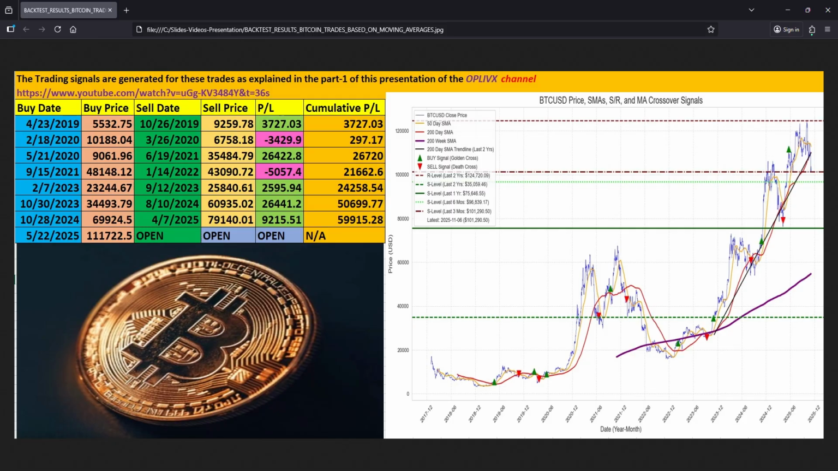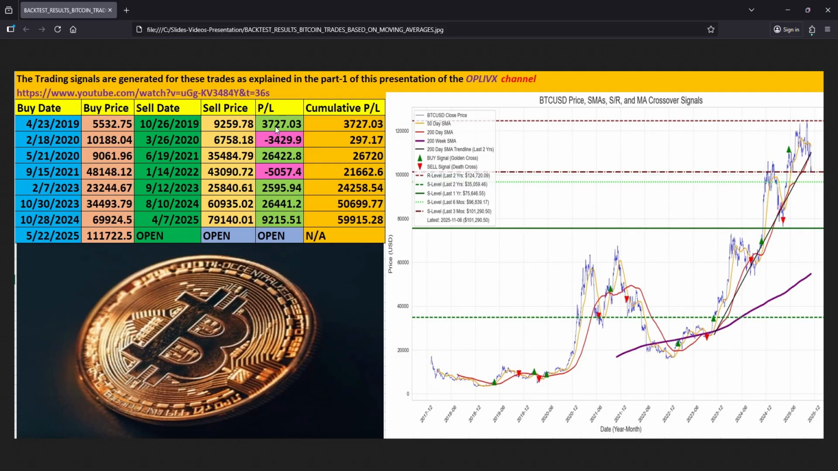The trade results are shown in the table on the top left corner of this video as I showed. And you see the buy and sell dates on which these pivots occurred and the corresponding closing prices. You can see the profit and loss for each of these trades. Okay, you bought at 5,532 and you sold at 9,259, a profit of 3,727.